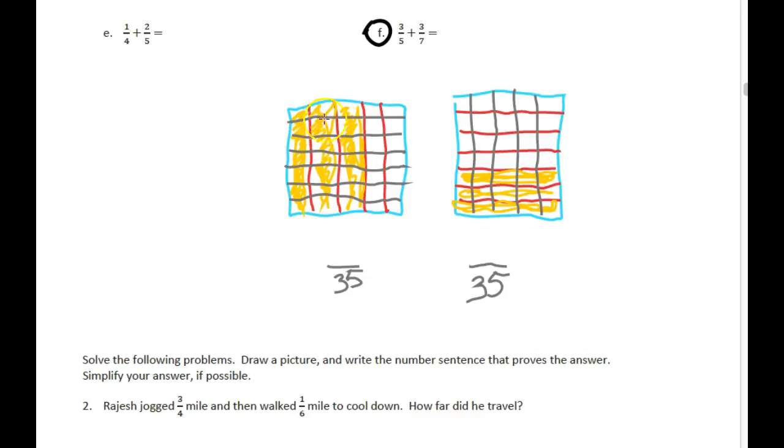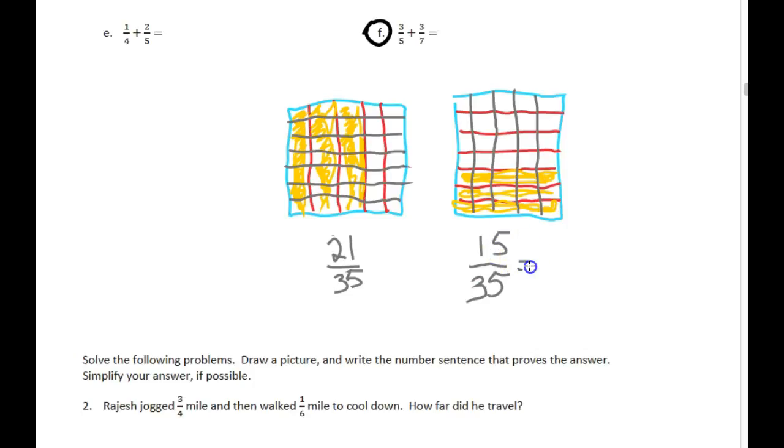Now to figure out how many of these are shaded, we can also multiply 1, 2, 3, 4, 5, 6, 7 high by 1, 2, 3 across. And 7 times 3 happens to be 21. So there are 21 out of 35 of those that are shaded. Now if we take a look at this one also, this is 3 high, that's shaded. 1, 2, 3, 4, 5 across. So that's 15 of them.